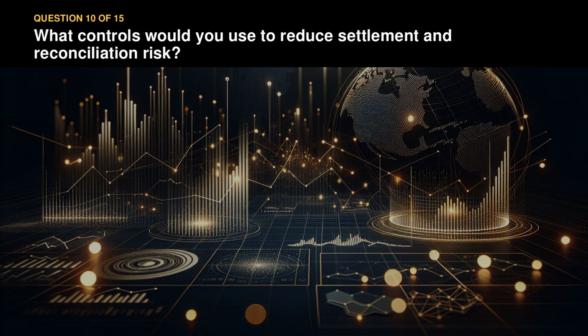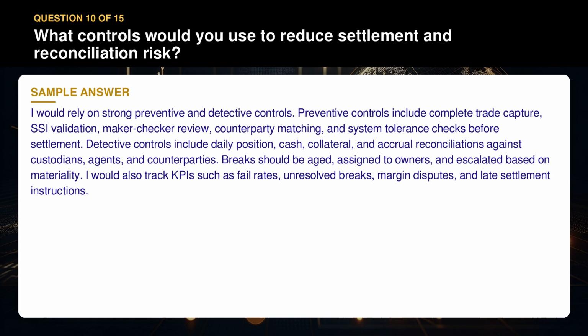Question 10. What controls would you use to reduce settlement and reconciliation risk? I would rely on strong preventive and detective controls. Preventive controls include complete trade capture, SSI validation, maker-checker review, counterparty matching, and system tolerance checks before settlement. Detective controls include daily position, cash, collateral, and accrual reconciliations against custodians, agents, and counterparties.